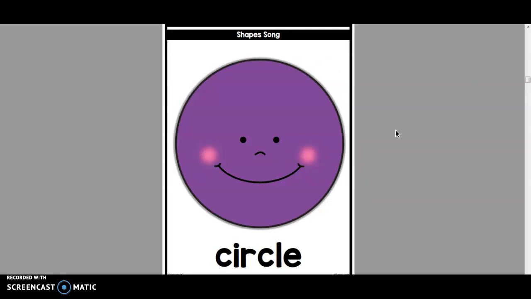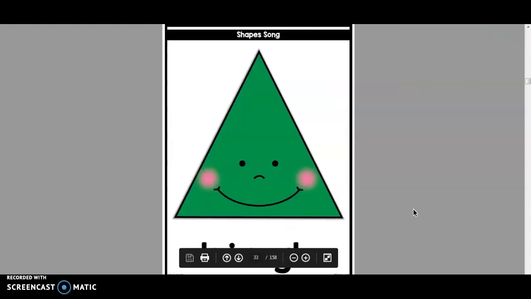Do you remember what shape this is? This is a circle. Go ahead and draw a circle with your finger in the air like this. It's just like a ball. Oops, my circle was a little bit crooked. Try to do that with your finger. Circle. Good job. Okay, the next shape is, what is that?